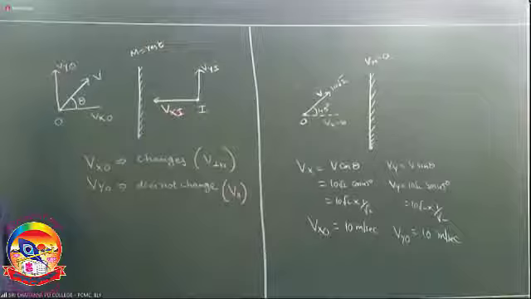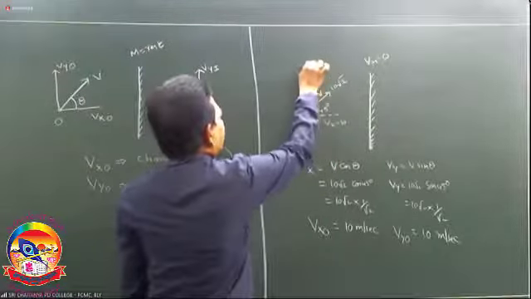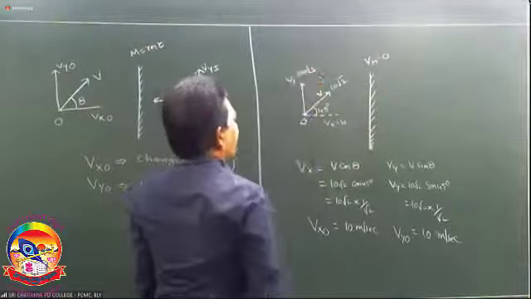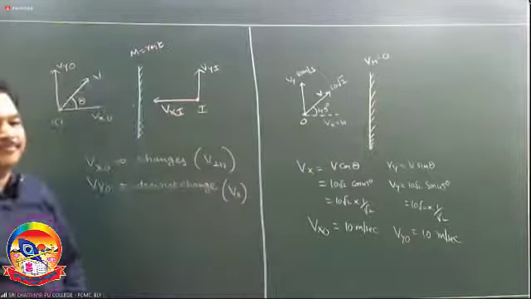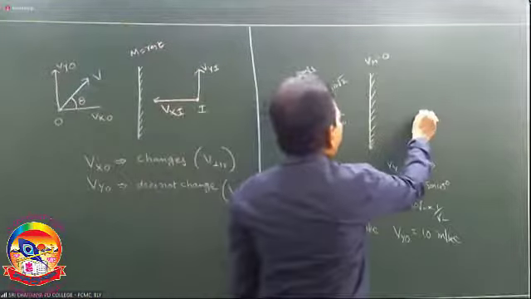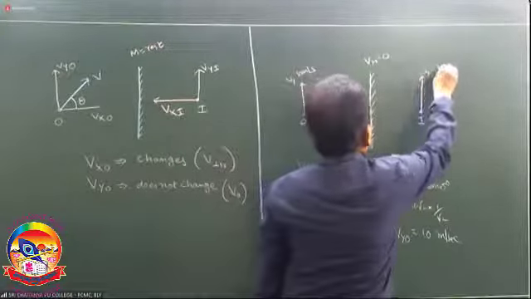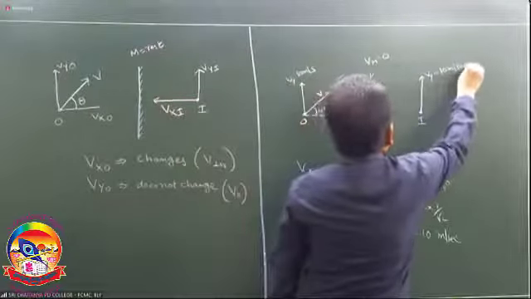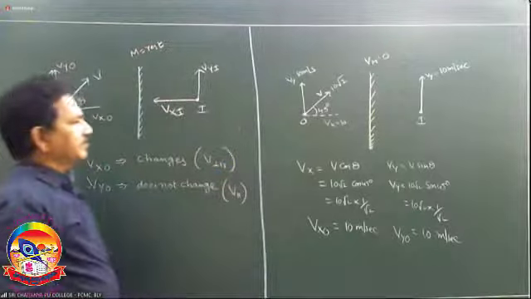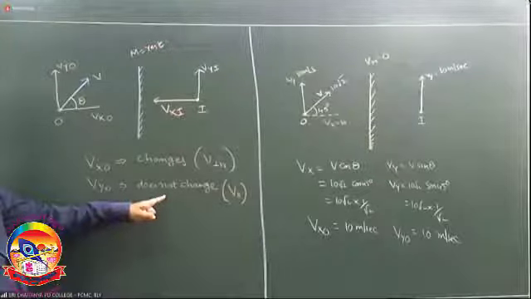I resolved the velocity into two components. This is 10 meters per second, and this is also 10 meters per second. Vy is 10 meters per second, Vx is also 10 meters per second. Now go to the image. So if this is the image, which velocity remains the same? Vy. How much? 10 meters per second. The velocity of the object along the y-axis will not change. It remains the same, in the same direction.